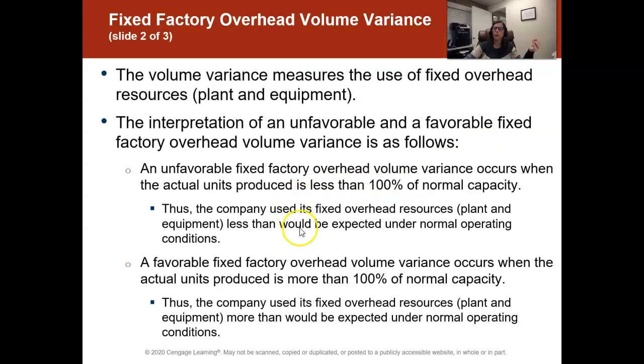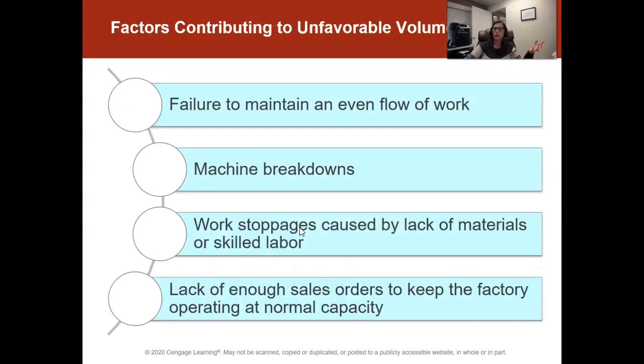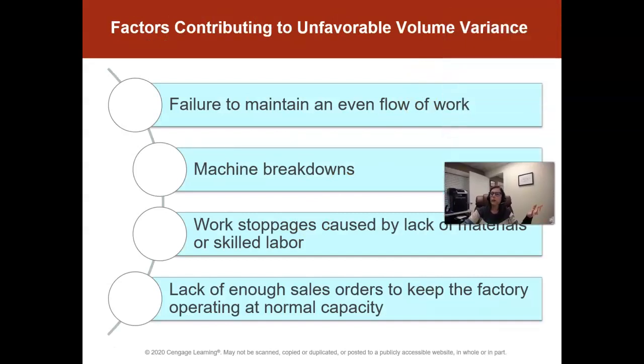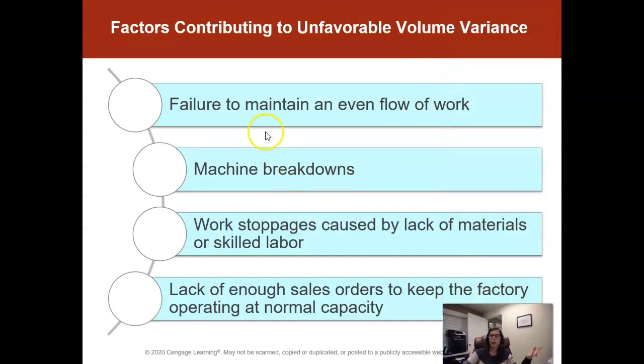So again, we've got favorable and unfavorable variances that may occur. And so what contributes to an unfavorable volume variance? There may be uneven workflow. So there may be points at which you've got a bottleneck in your system and you've got other people that are just sitting around waiting for work to come down the line. You could have a machine breakdown that could also cause a bottleneck or a stoppage.